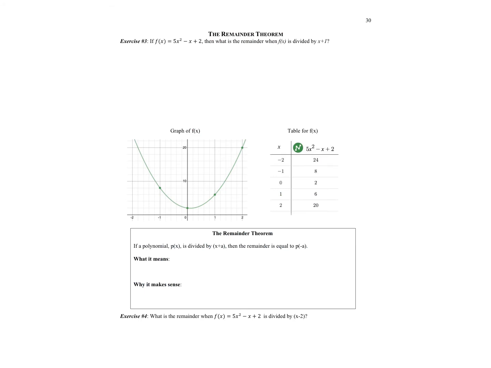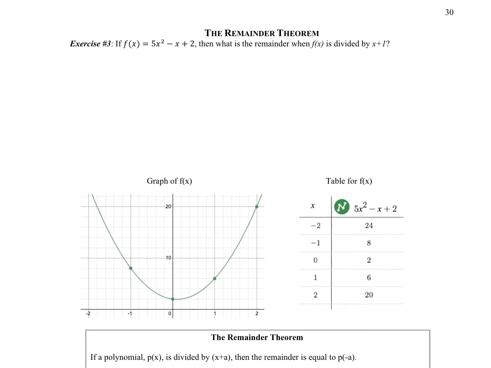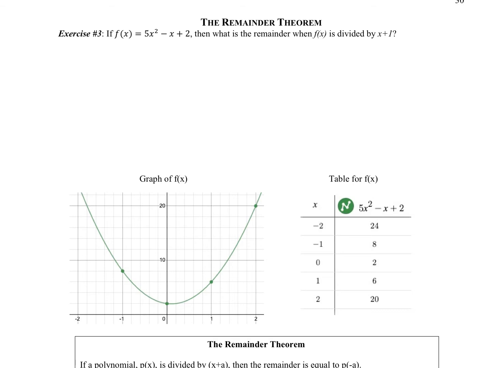Now, going a little further with this, we've done so much with factors, but we're going to think about what does it mean when something's not a factor? What does the function's value tell us? So we're going to start out with polynomial long division on this one. It says if f of x equals 5x squared minus x plus 2, then what is the remainder when f of x is divided by x plus 1?